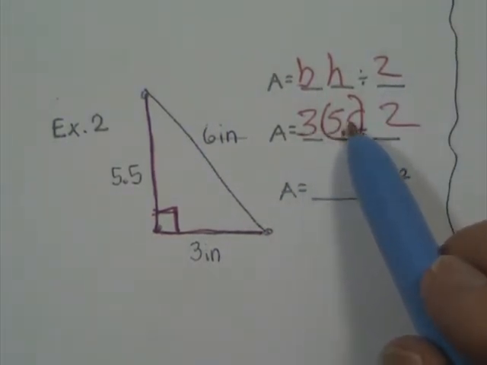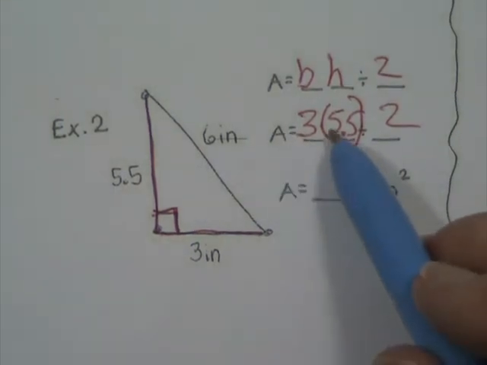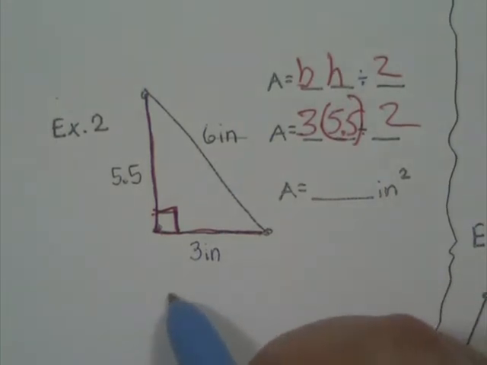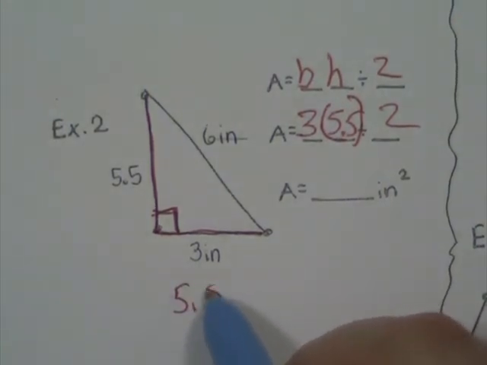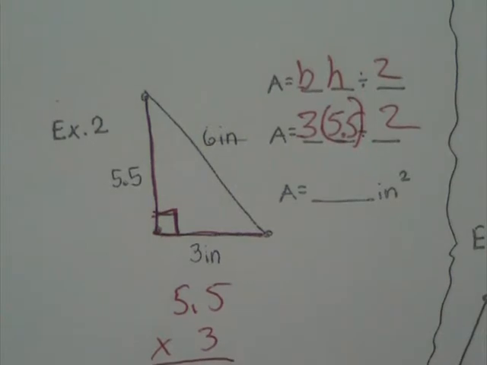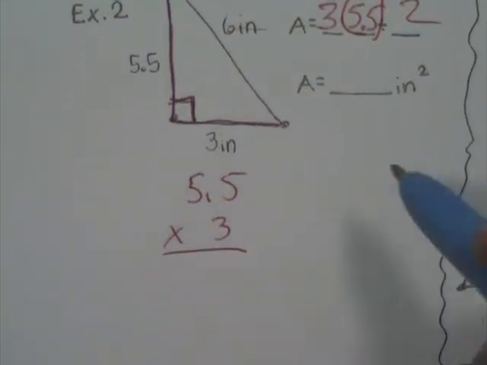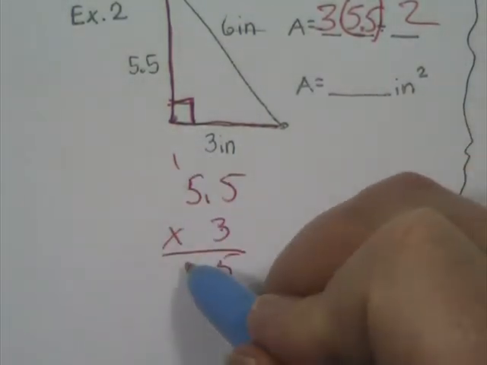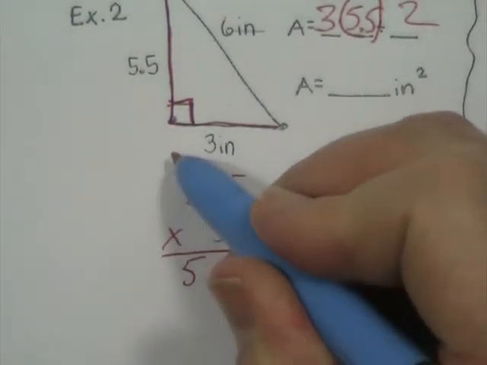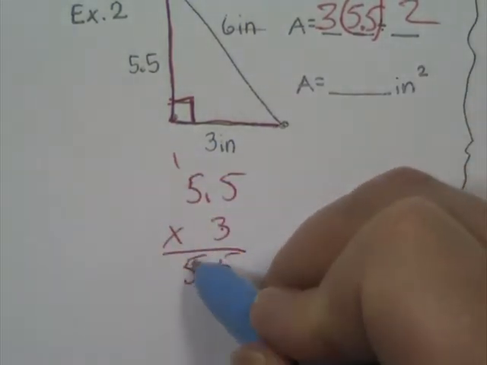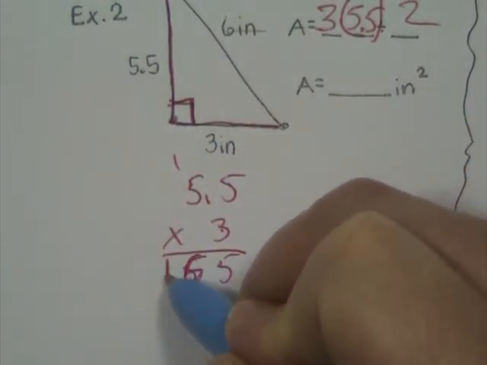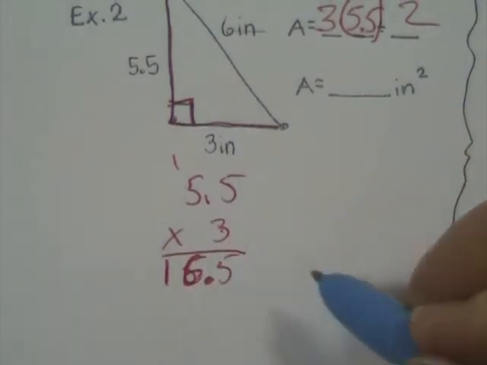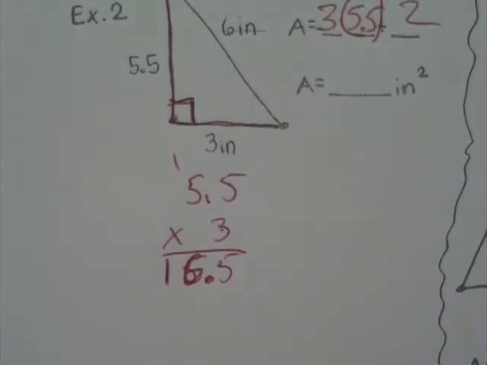So 3 times 5.5. Well, 3 times 5 is 15. We'll do it right down here just to make sure we do this right. So we have 5.5 times 3. 3 times 5 is 15. 3 times 5 is 15, and one more makes 16. So I got 165. Oh, I've got to move the decimal over. So 16.5.